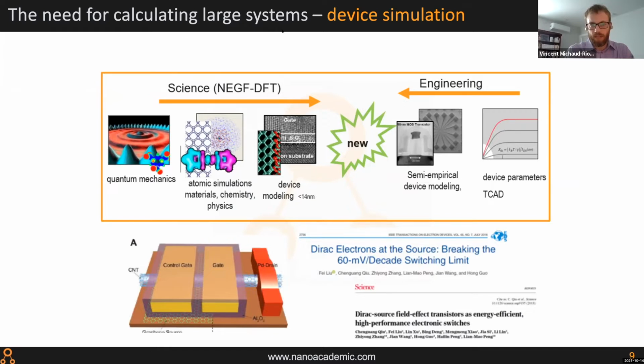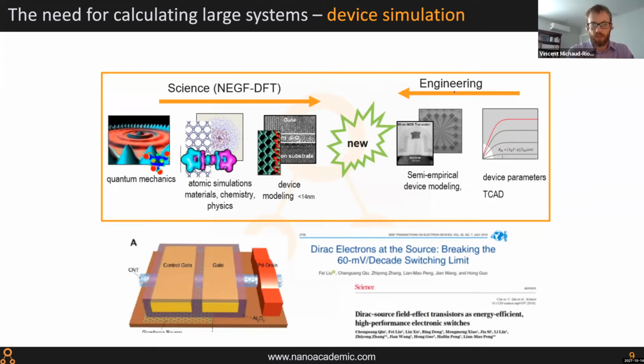Okay, so again, why do we need to simulate these large systems in DFT? Well, what we're interested in at Nanoacademic is the functionality of materials. On the one hand, you have materials nowadays that include a lot of atoms, often more than 10,000, but whose properties sometimes depend on a single atom being added or removed from the structure. On the other hand, there's the traditional engineering technique where you feed in some device parameters and do a lot of fitting, and you can sometimes get the answer down the line.